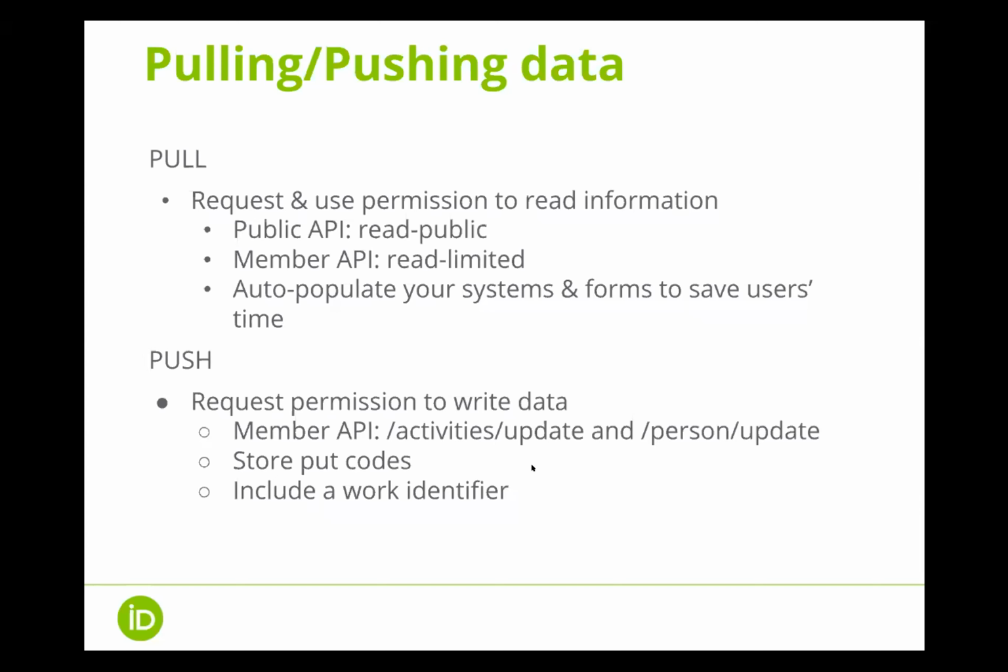Whenever an integration writes an item on an ORCID record, our API returns a put code, which is a 5 or 6 digit code that identifies that item on the ORCID record, and we recommend that you store it because if you want to edit that item, you'll need the put code for your API call.